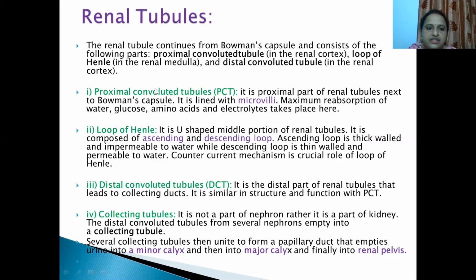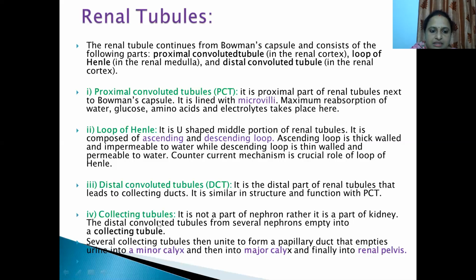But the major difference is, the PCT is lined with cuboidal epithelium, and here also it's lined with cuboidal epithelium. The difference is that microvilli are generally absent in the distal convoluted tubule. And it has intercalated cells which help in the permeability of some of the hormones and so on.